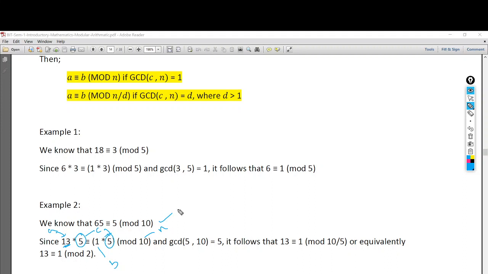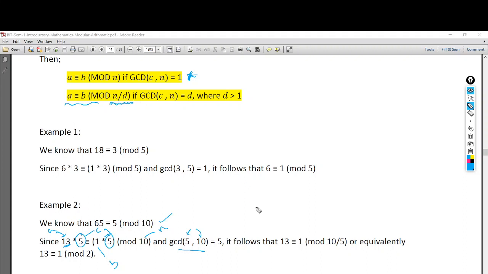Now let's find the GCD of C and N. So GCD of 5 and 10. We can see that it is 5, because the largest number that divides both these given numbers is 5. Now you can see that it is not 1. So therefore you can't just say A is congruent to B mod n. Therefore we can say A is congruent to B mod n divided by D, right?